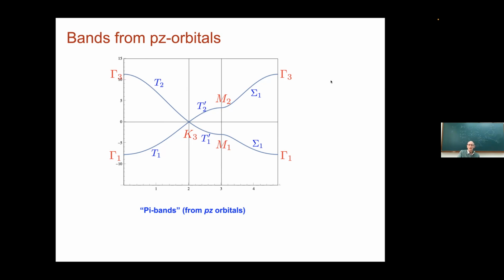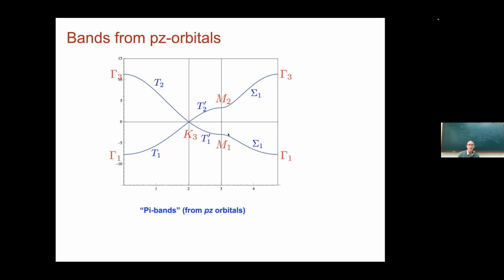Now, something very important. You see, I'm assigning gamma 1 to this band, and gamma 3 to this one. It could be the other way. Just from symmetry, I cannot tell which is which. Of course, there are some compatibility relations, but there is an ambiguity, and the same is true here for M2 and M1. It could go the other way.